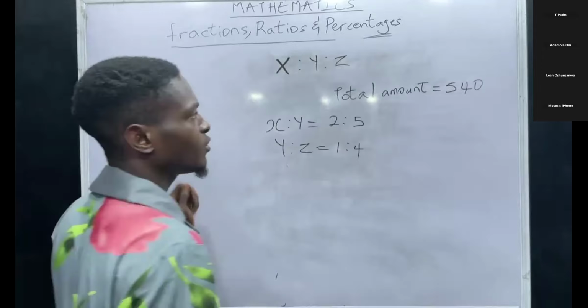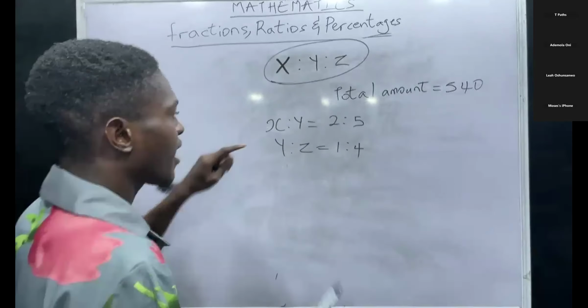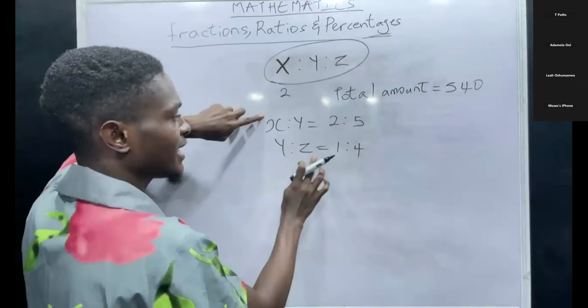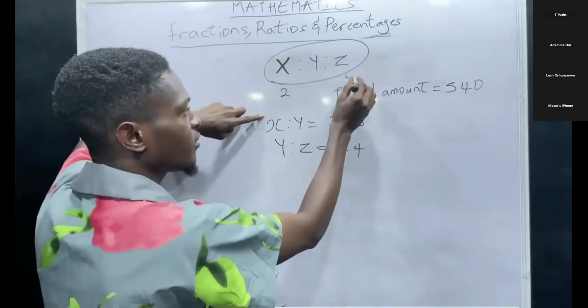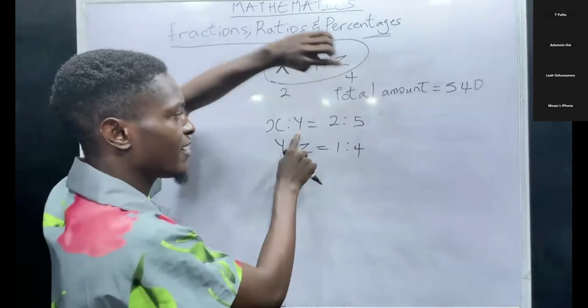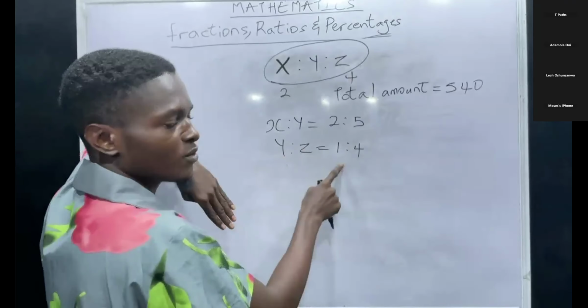Right now, I want to simplify it and have everything in a single format. I know my X is 2, and I know my Z is 4. But I'm having two different figures for my Y. I have Y here to be 5 and I have Y here to be 1. Now, what do I do?